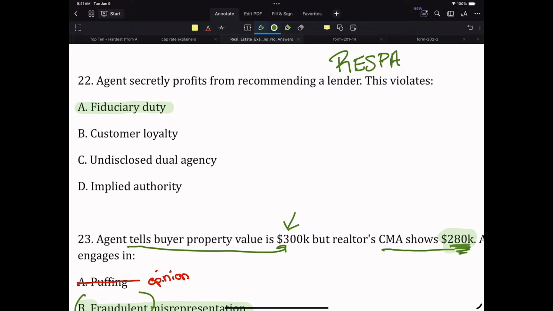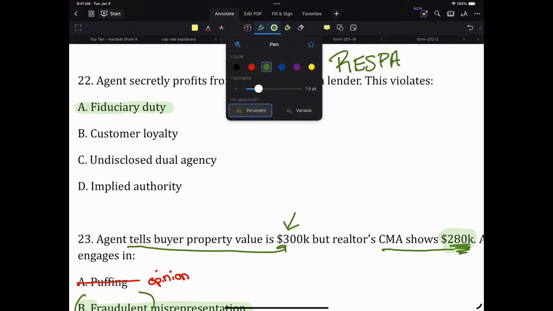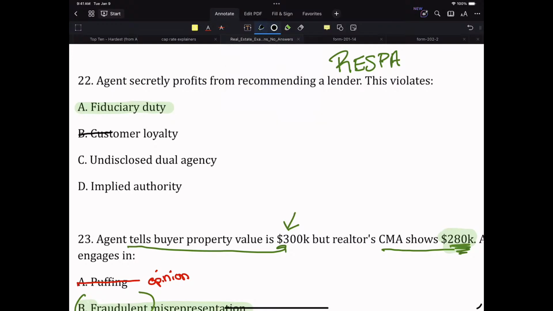So yes, we can get rid of B, because we're not the customer. We're assuming it's a buyer's agent. And if it's a buyer's agent because they recommended a lender, then your customer is the seller. And no, we don't owe them anything. Right?